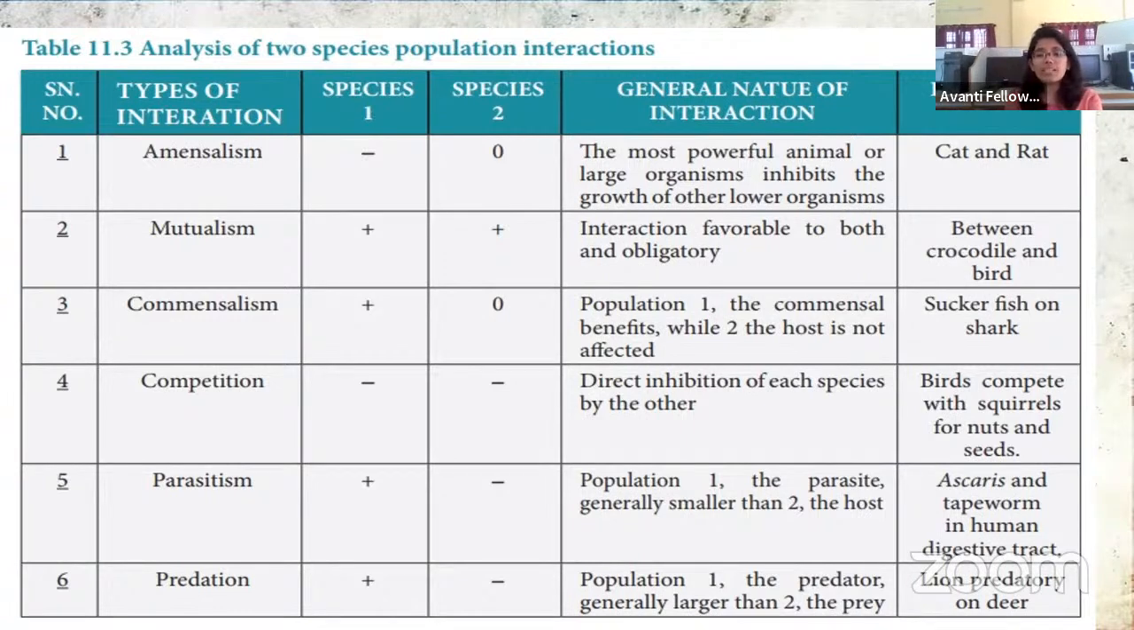And the last one is parasitism. Parasitism, where one organism is going to depend on another organism. So the first organism which is depending on the other is called a parasite. And the other organism which is giving the shelter, or which is allowing the other organism to live on it, is called a host. So now the parasite is going to take food and shelter from the host. So the parasite is getting benefited, but the host is losing its food, which means the host is harmed. This is called parasitism.